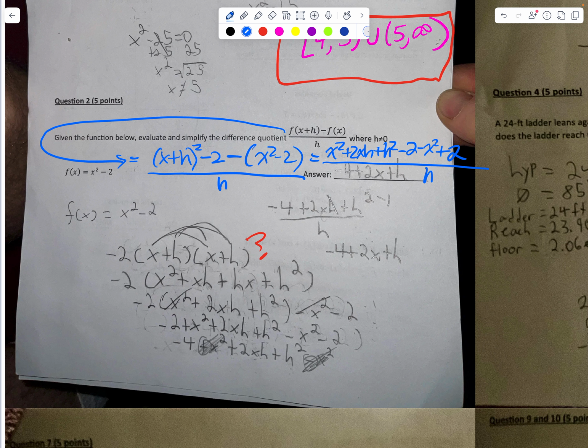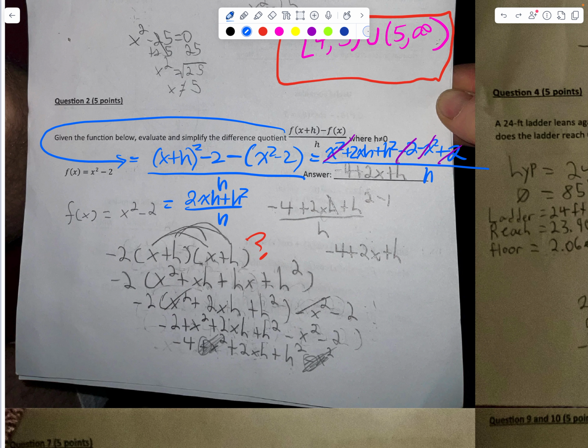Okay. So what is that? Well, let's see. We can do minus x squared plus x squared is 0, plus 2 minus 2 is 0. We are left with 2xh and an h. Oh, that's kind of ugly. 2xh plus h squared over h. Now, don't be doing nothing silly like that. No, no, no. What can we do here?